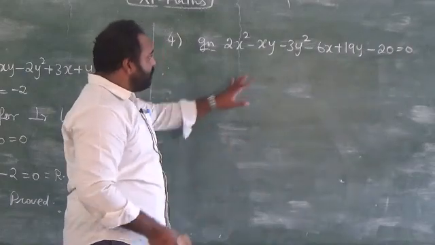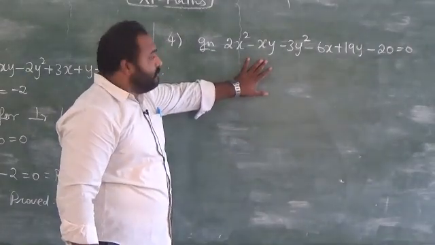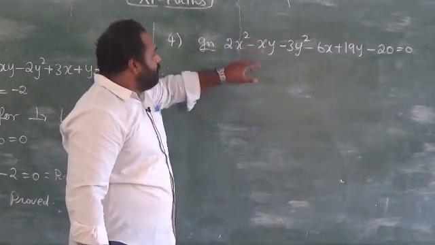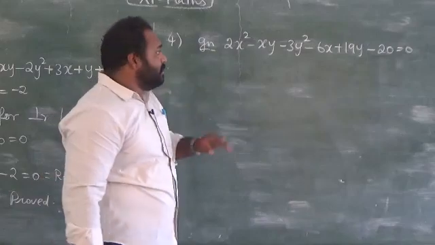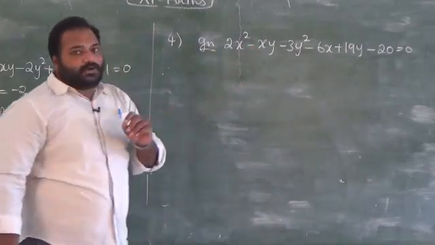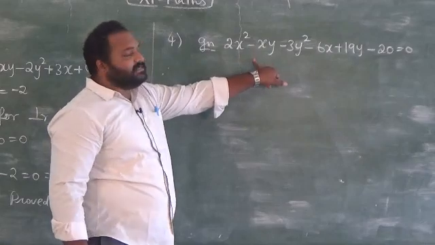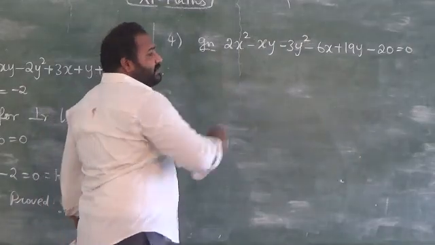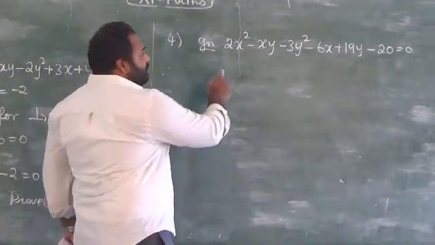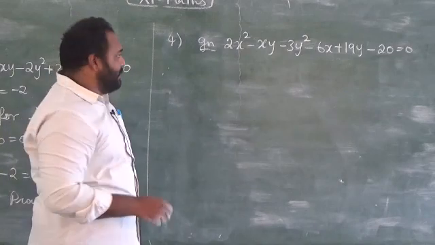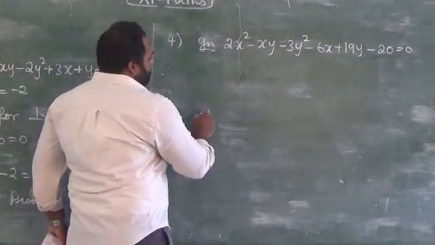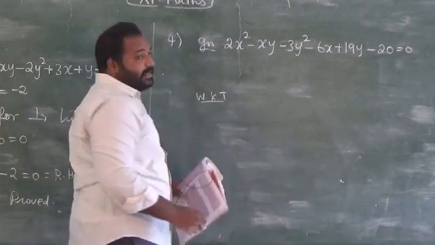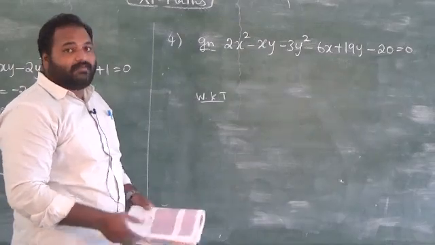So this represents a pair of intersecting lines. So we have to show that it is a pair of straight lines, and then we have to find out the angle between them. Now if you want to show that it's a pair of straight lines, we have a general form. If this equation satisfies the general form, we can say the given is a pair of intersecting lines. I gave 3 general forms, any one we can take and prove.